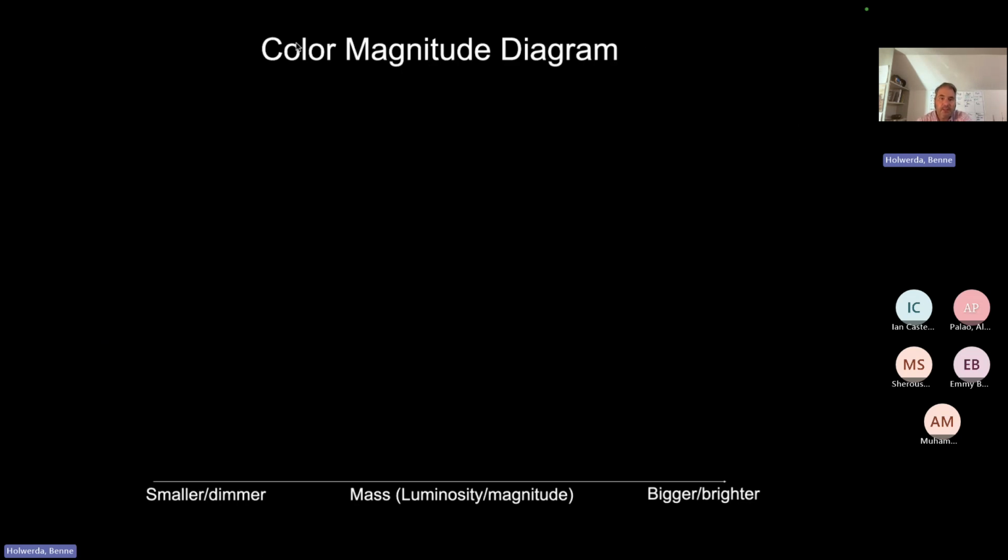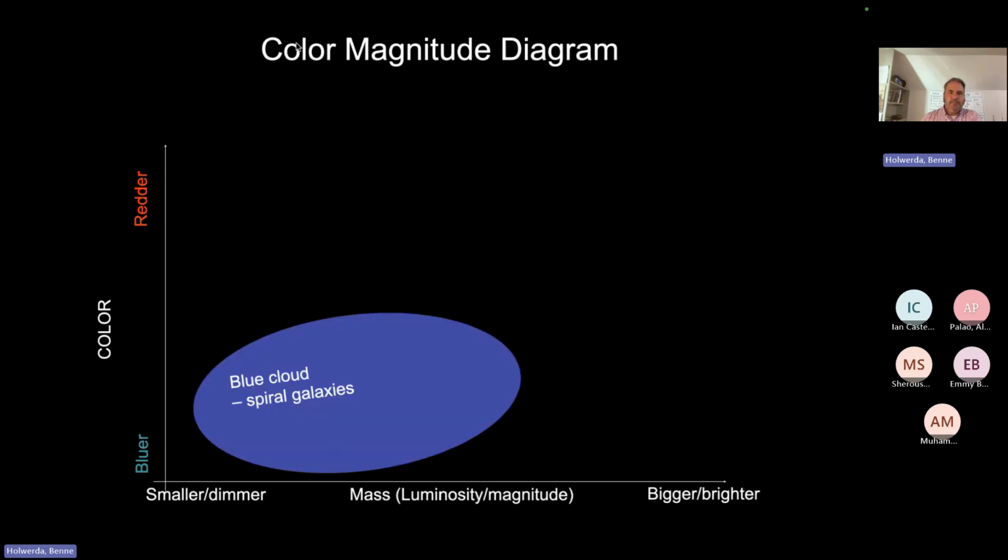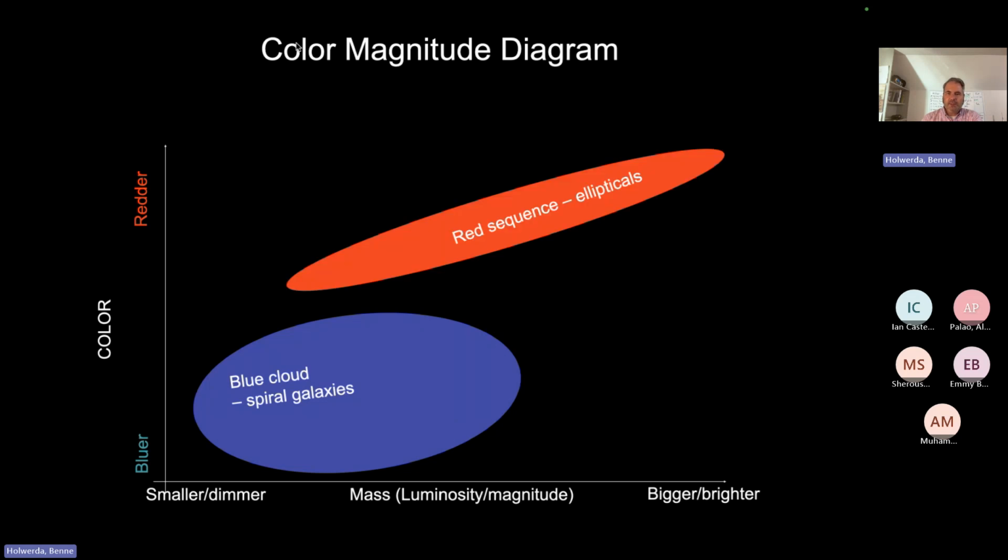So for example, if you look at the color magnitude diagram, you have smaller and dimmer, and so mass or luminosity, absolute luminosity. You take the distance corrected brightness of a galaxy, and so you've got bigger, both massive and brighter, on the right. Yes, you're seeing that on the right, and then smaller and dimmer on the left. And then blue at the bottom, red at the top. Okay, the blue cloud are spiral galaxies, and the red sequence are elliptical.